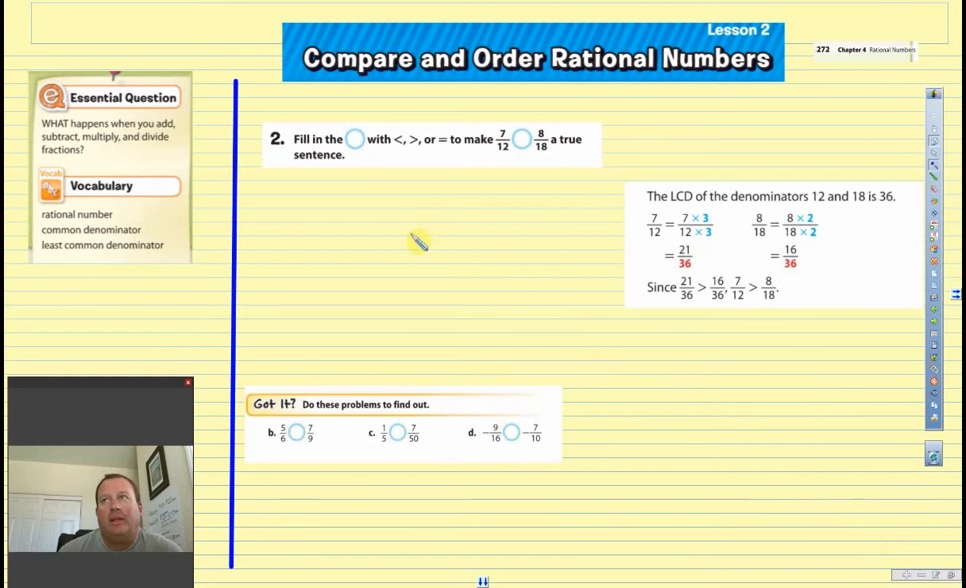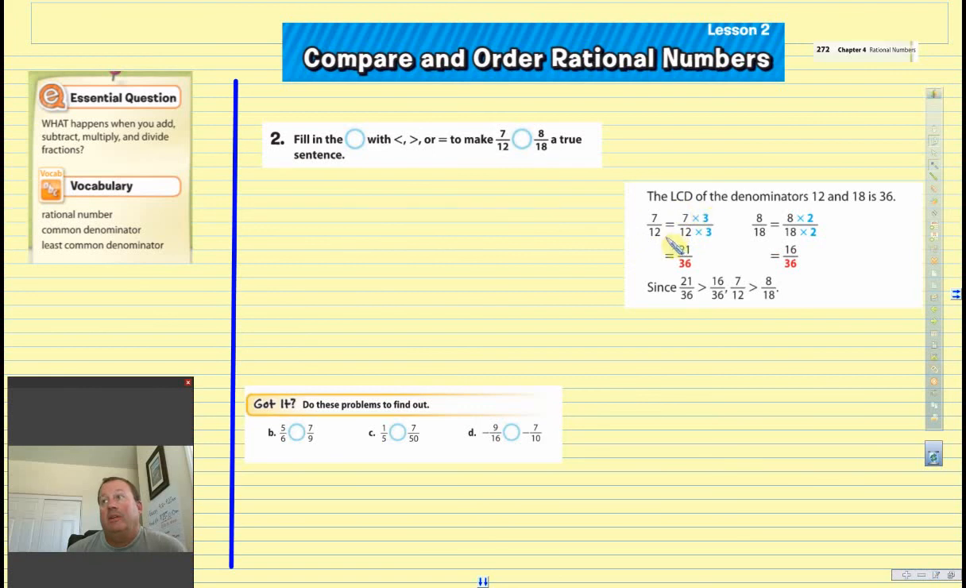Okay, welcome back. Well, there are lots of different ways that we can compare and order rational numbers. That was one of the ways that we can order rational numbers. Another way is, again, we're still using less than, greater than, or equal to make sentences true. 7/12 and 8/18.